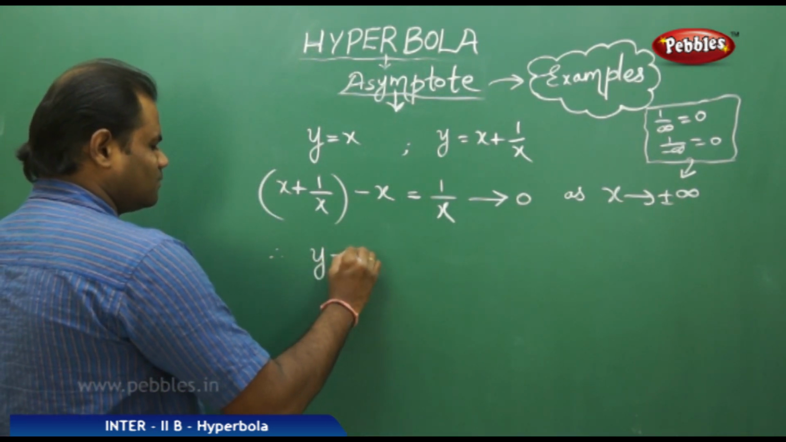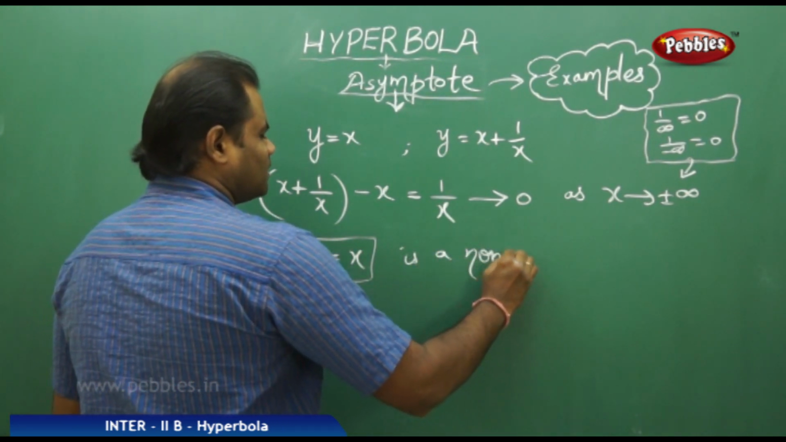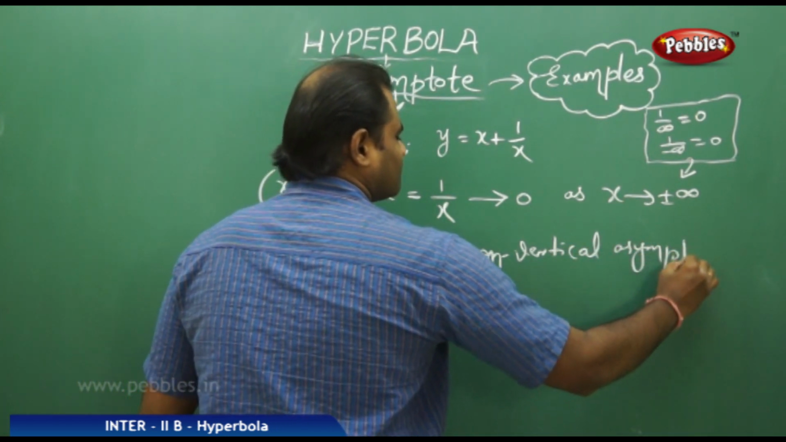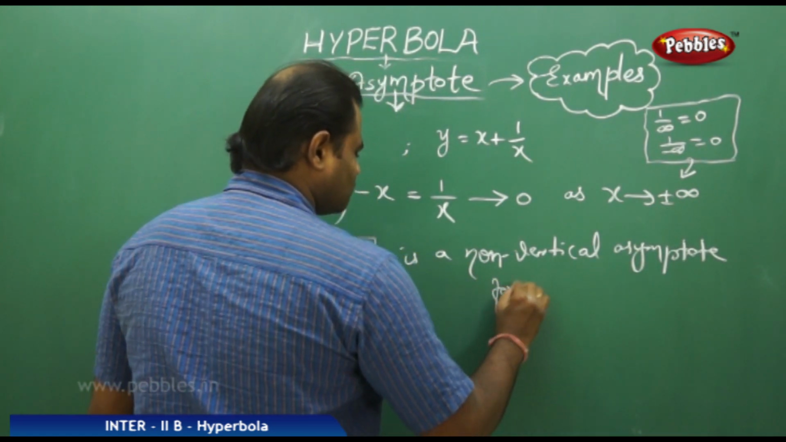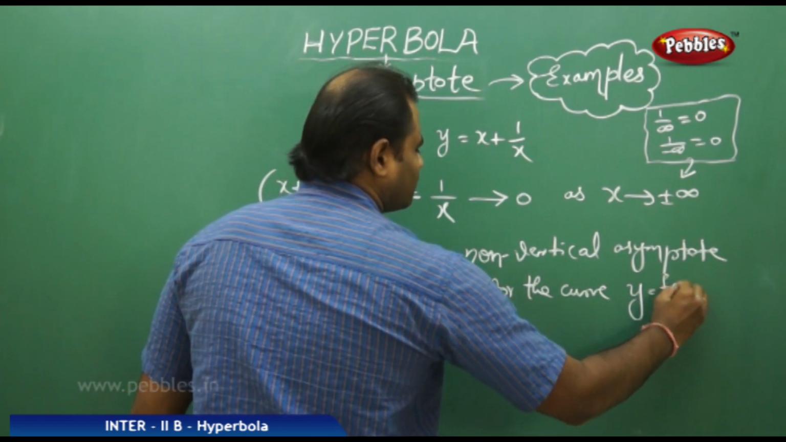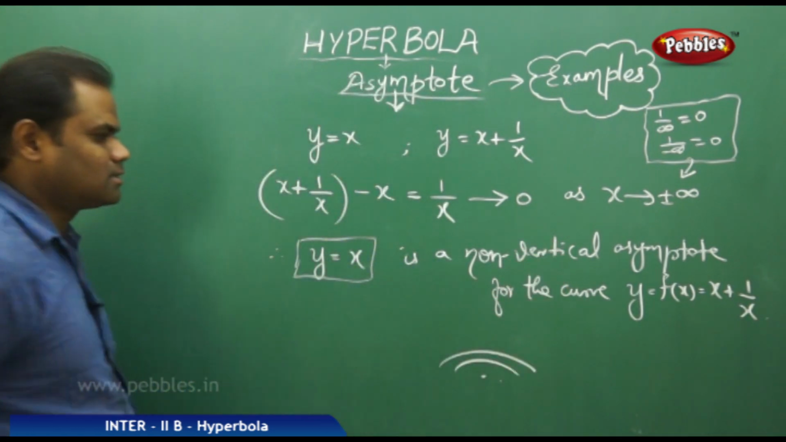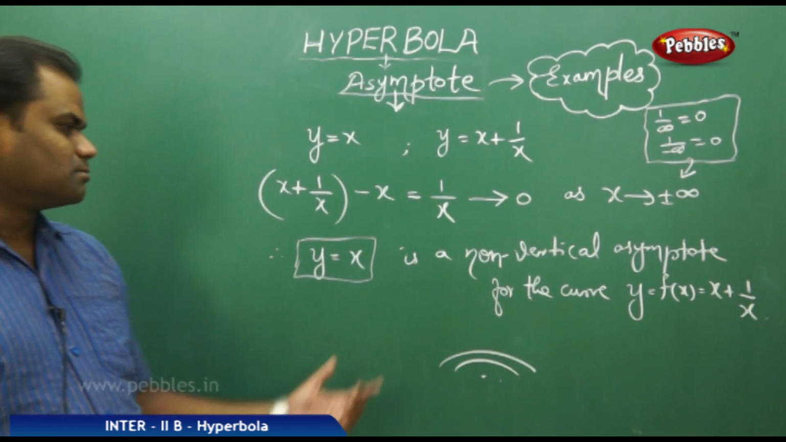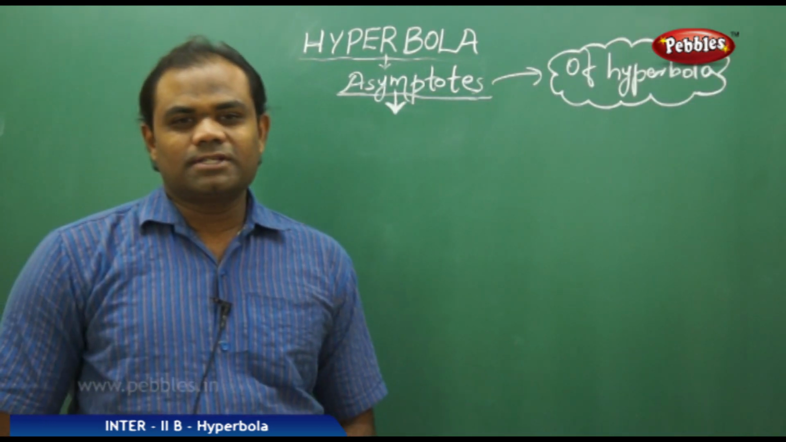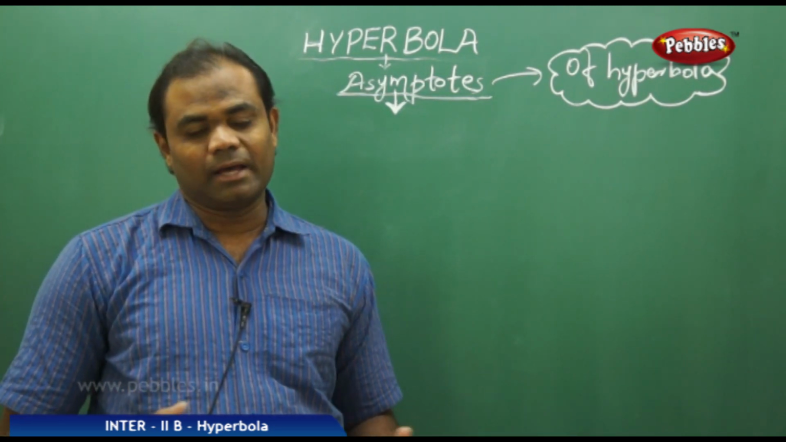Therefore, y equal to x is a non-vertical asymptote for the curve y equals f of x, that is x plus 1 by x. This is how we understand the non-vertical asymptote for the curve y equals f of x. So now that we have discussed asymptotes for the curve, let's see what the asymptotes are for the hyperbola.